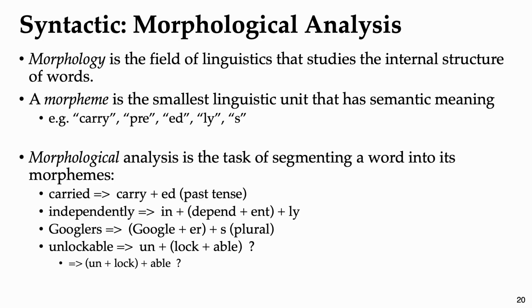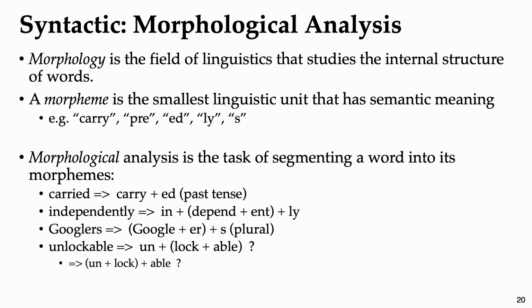Morphological analysis as a syntactic task involves segmenting words into their constituent morphemes. By doing so, we can better understand both the structure and meaning of words. For instance, the word carried can be analyzed as carry plus ed indicating past tense. The word independently can be decomposed into in for negation, depend as the root, and ly indicating an adverbial form. Even coined or modern words follow similar patterns. For example, a word like Googlers can be broken down into Google as the root, er indicating a person associated with an activity, and s indicating plurality. The core task here is breaking words into their basic components to understand their structure and meaning. This is what we refer to as morphological analysis.